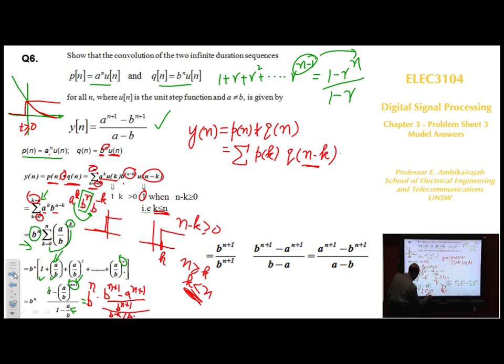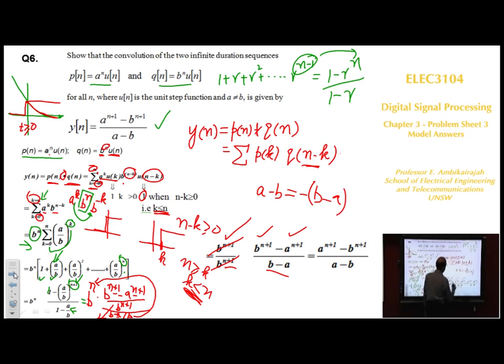Now what happens is this b flips around to the top, becoming b^(n+1). That's that one. And this b^(n+1) comes on the bottom. So on the top you have b^(n+1) minus a^(n+1) here, over b minus a there. These two cancel out. That's what you have. So a minus b you can write as minus (b minus a). Similarly, you switch this around, and you get that answer. You can leave the answer that way, but you were asked to show it that way, so you need to switch them around. So that's how you do the convolution.